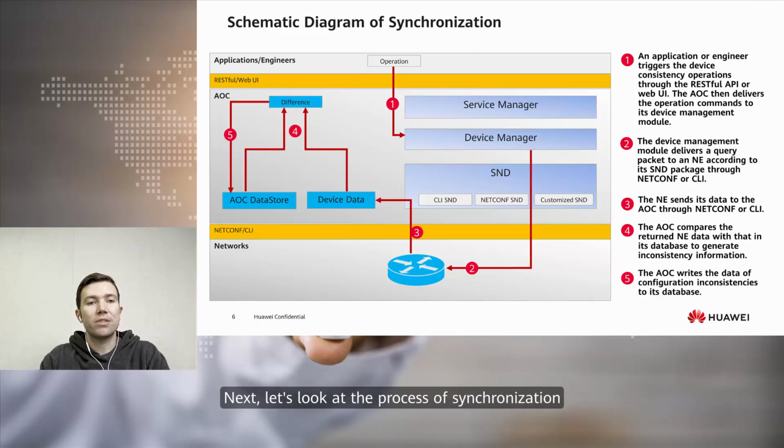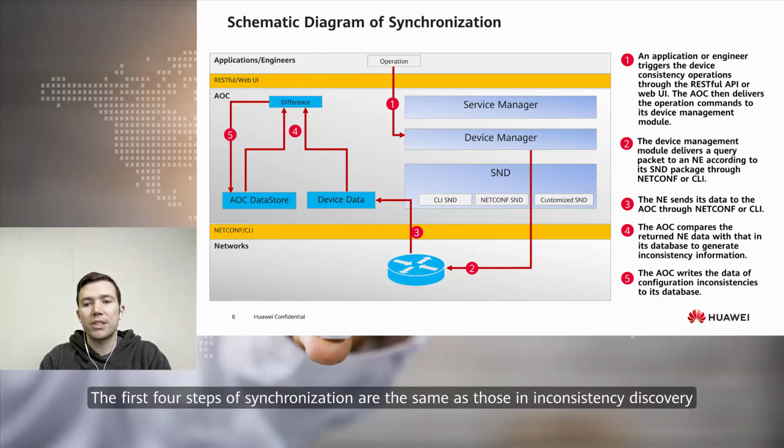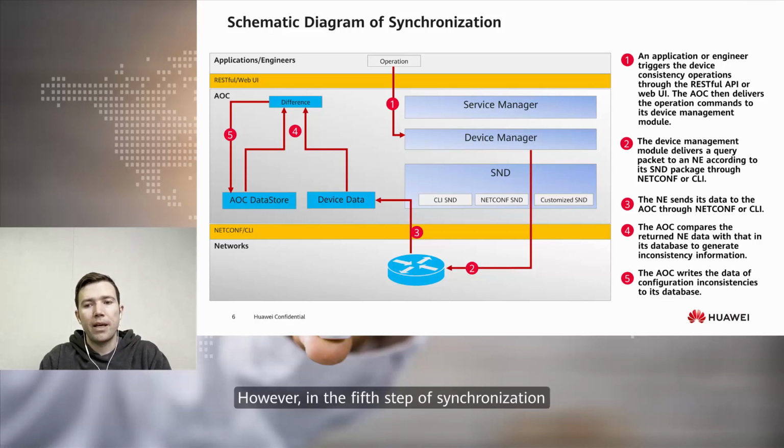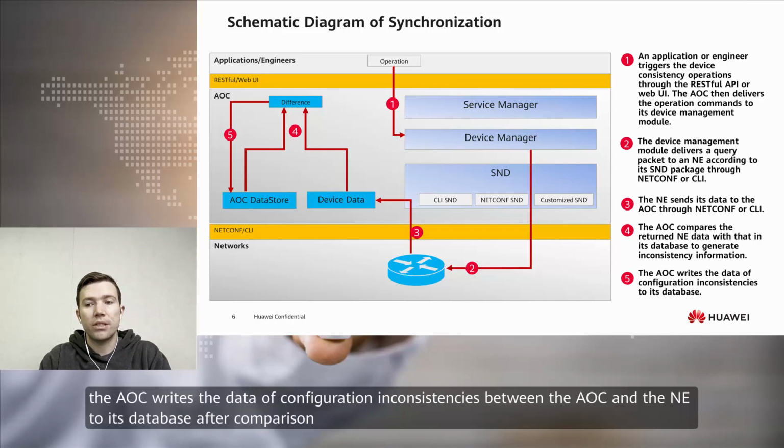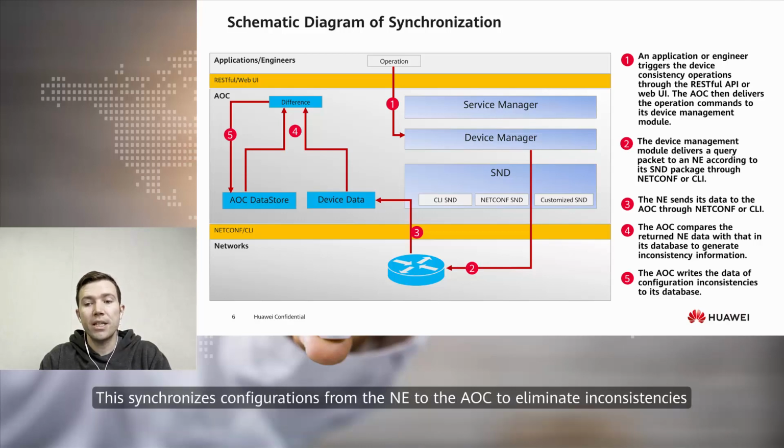Next, let's look at the process of synchronization. The first four steps of synchronization are the same as those in inconsistency discovery. However, in the fifth step of synchronization, the AOC writes the data of configuration inconsistencies between the AOC and the NE to its database after comparison. This synchronizes configurations from the NE to the AOC to eliminate inconsistencies.